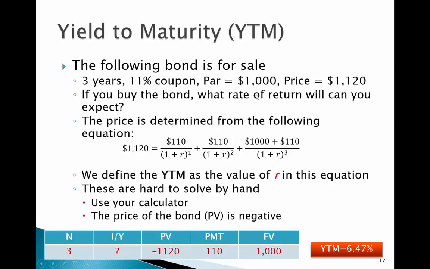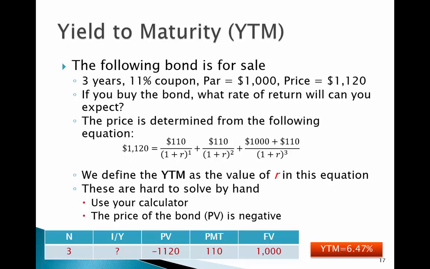Okay, picking up with yield to maturity. Yield to maturity is just solving for the interest rate. I mean, technically, it's the interest rate that makes the present value of the cash flows equal to the bond's price, right?